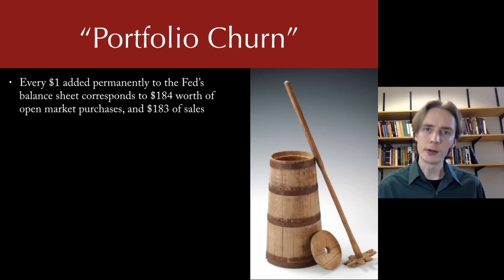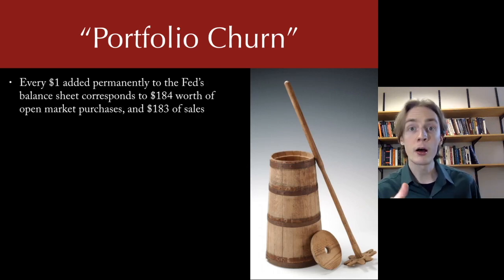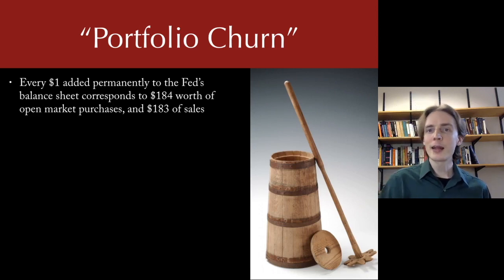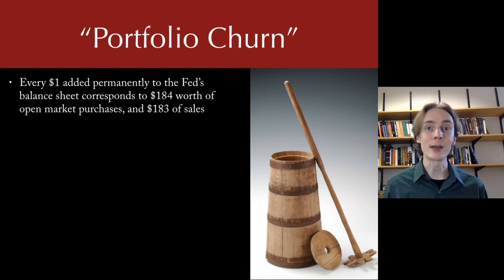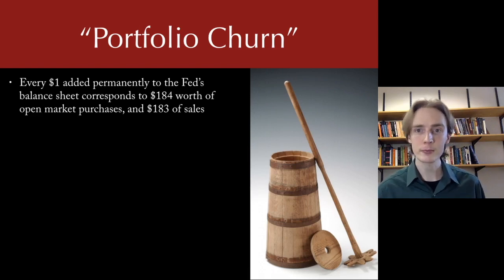So on average, every $1 of monetary expansion that the Fed does is the net result of $184 worth of purchases and $183 worth of sales. So if the Fed expands the money supply by $100, it's going to expand it by $18,400 and then contract it by $18,300 on average.